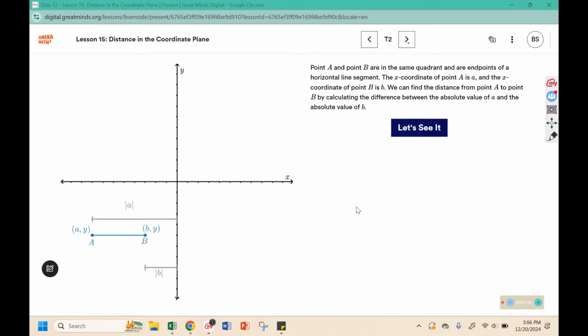Point A and point B are in the same quadrant and are endpoints of the horizontal line segment. The x-coordinate of point A is A, and the x-coordinate of point B is B. You can see here. We can find the distance from point A to point B by calculating the difference between the absolute value of A and B. So they subtracted their absolute values, like so.